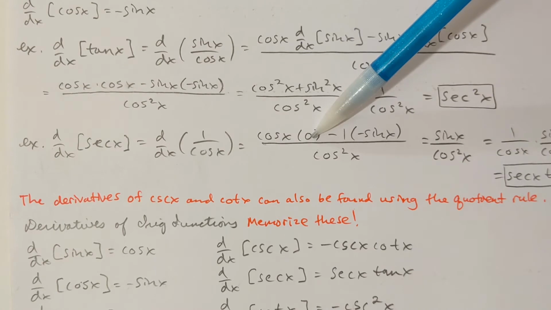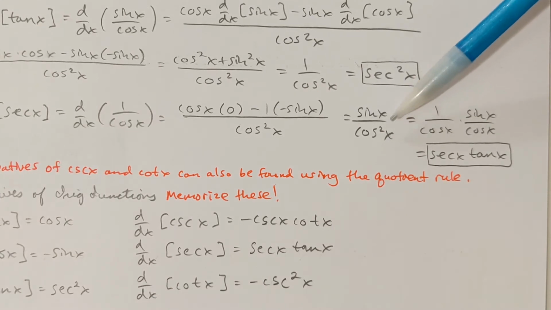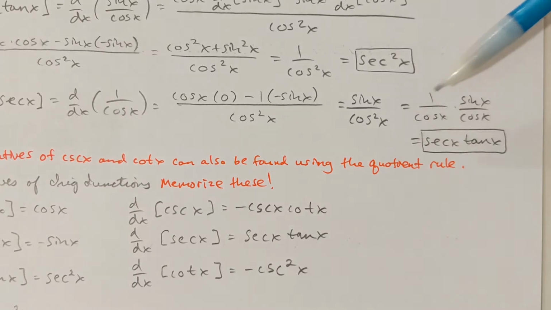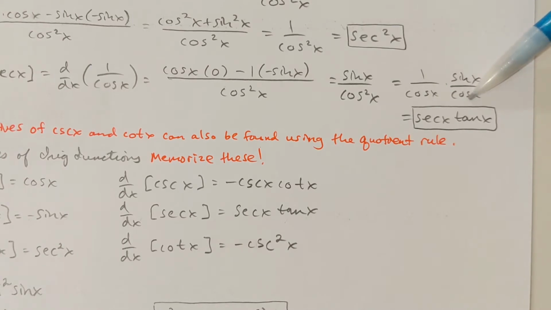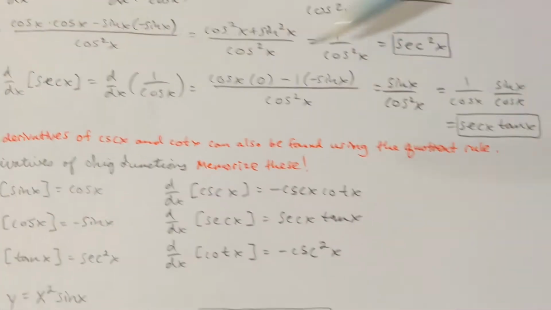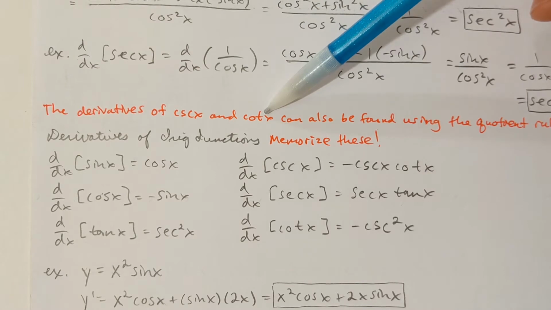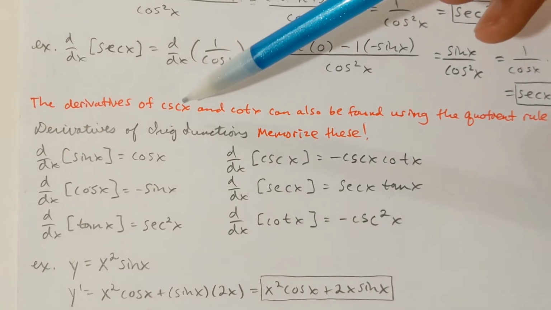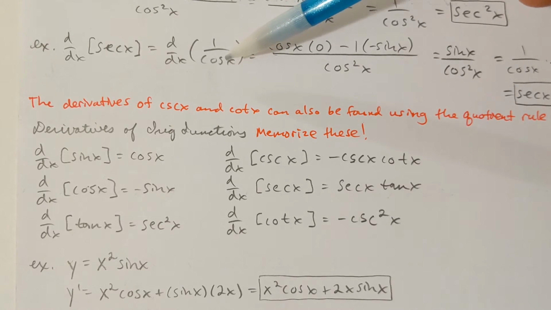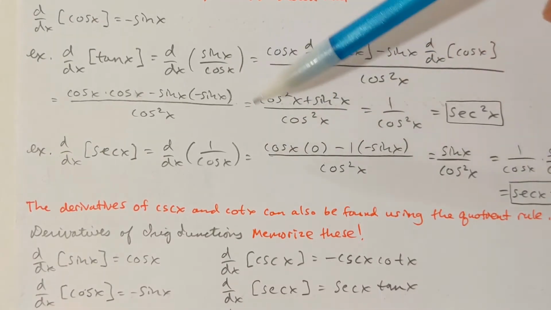The first term would go to 0. So you're going to have 0 plus sine x all over cosine squared x. Cosine squared x, same as cosine x times cosine x. 1 over cosine x is how we define secant x. Sine x over cosine x is one way to look at how we would describe tangent x. Okay, so the derivative of secant x is secant x times tangent x. The derivative of cosecant x and cotangent x can also be found by using the quotient rule, along with their quotient identities. So cosecant x is the same as 1 over sine x. You could use the quotient rule then. Cotangent x is the same as cosine x over sine x, and again, you can use the quotient rule.